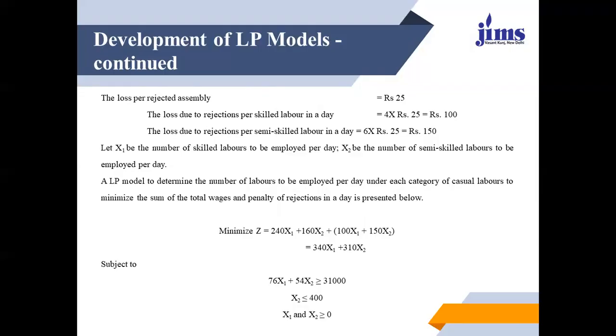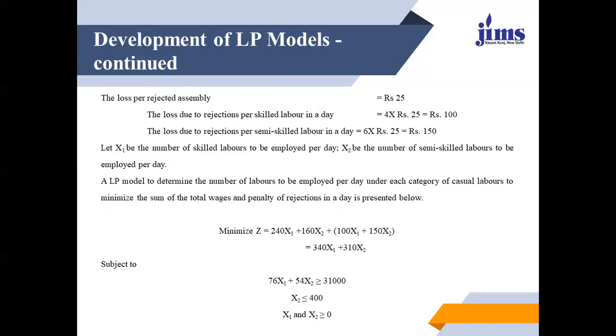So let x1 be the number of skilled labor to be deployed per day, and x2 be the number of semi-skilled labor to be deployed. So how do we write this LP problem? We have to minimize the cost. Cost becomes what? 240 is the wages cost of skilled labor, so 240 x1. 160 is the wages cost of semi-skilled labor, so 160 x2.